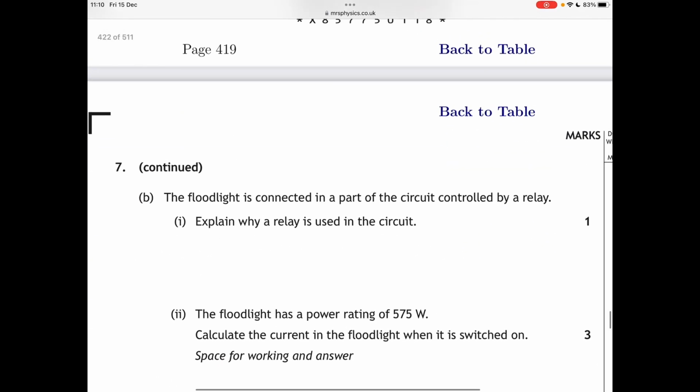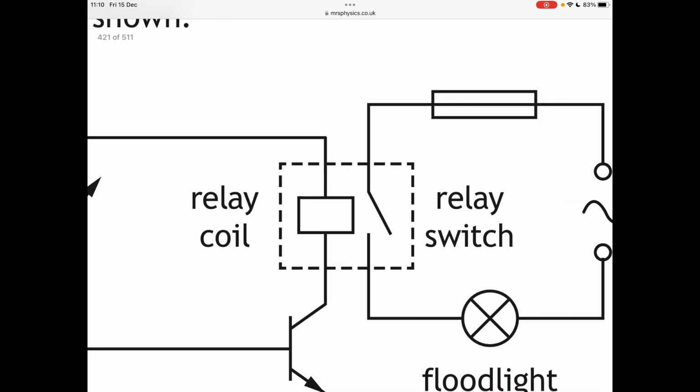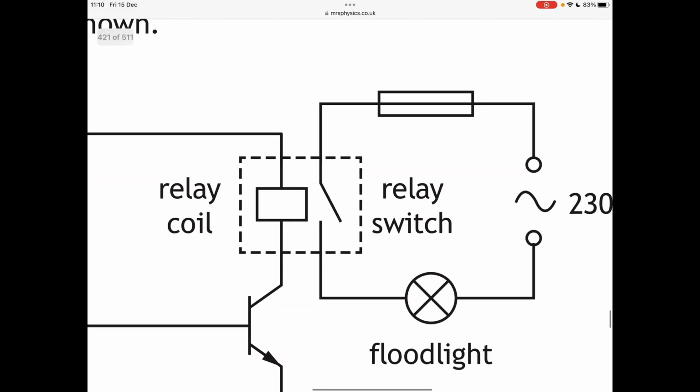the floodlight is connected in part of this circuit is controlled by a relay. Explain why the relay is used. So the relay is this part here. Now, a relay might be something you went over in class already, but a relay coil is just a coil of wire. Whenever an electrical current flows through that coil of wire, it'll produce a magnetic field. That magnetic field, we can see it's been created in that kind of dashed box there. When that magnetic field is created, it'll effectively pull that relay switch towards it and close the switch, letting this second circuit, the right-hand side, operate.